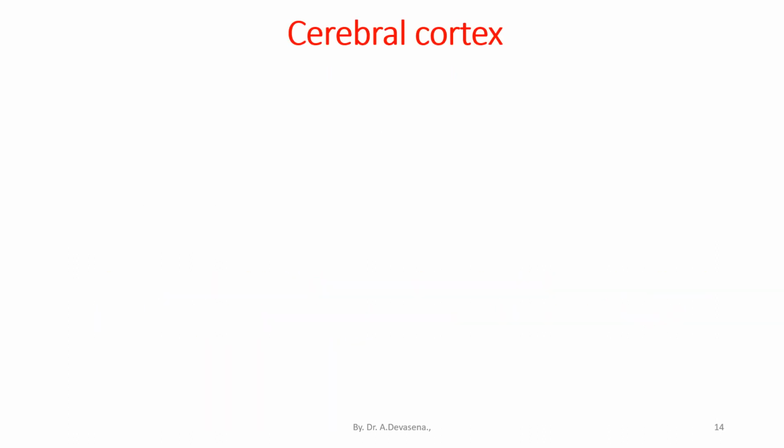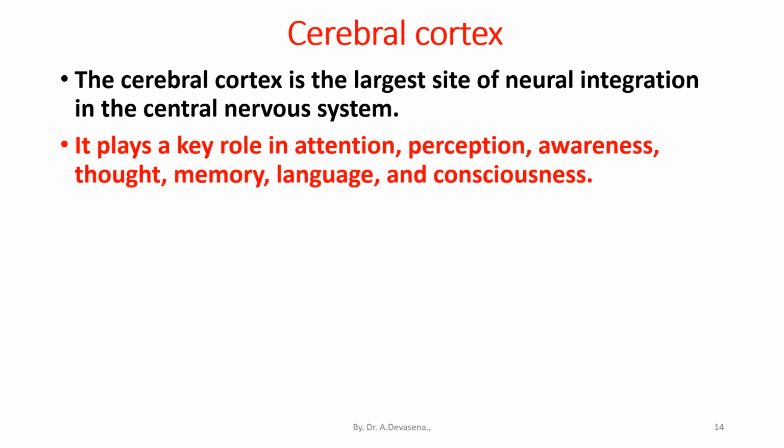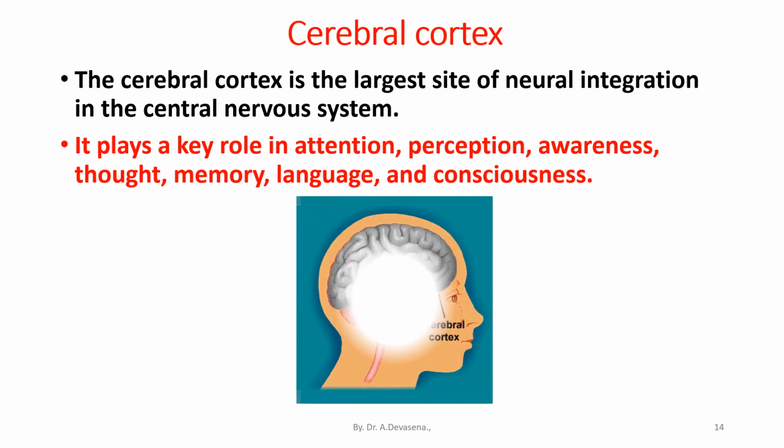Cerebral cortex. The cerebral cortex is the largest site of neural integration in the central nervous system. It plays a key role in attention, perception, awareness, thought, memory, language, and consciousness. This is the representation of the cerebral cortex.